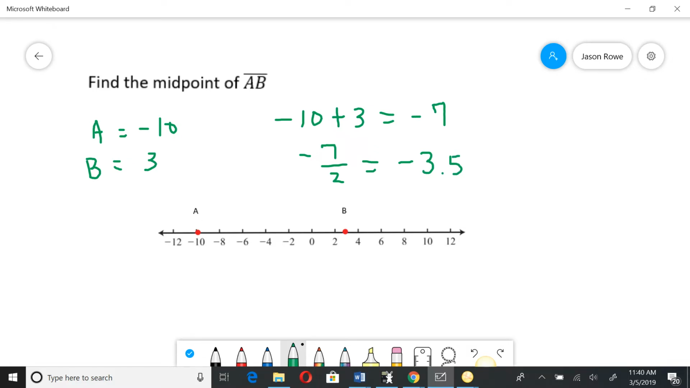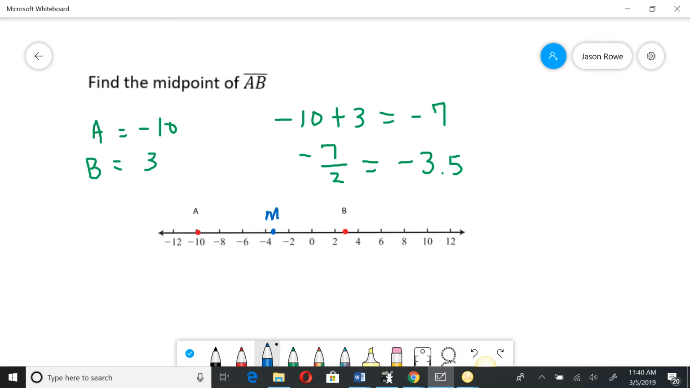So now we're not going to be able to accurately place that on the number line, but it's going to be somewhere closer to 4 than it is to -2. And that's going to be our midpoint. And that's all you've got to do to find the midpoint.